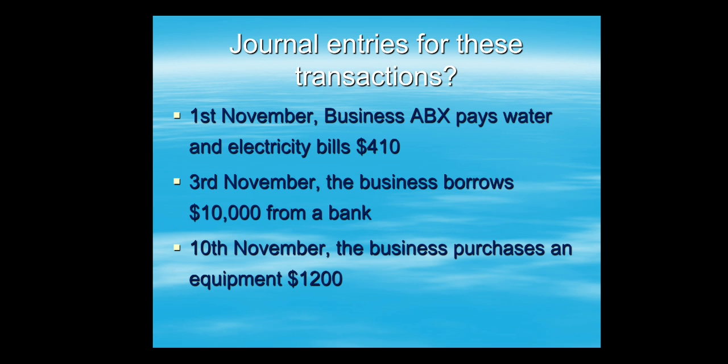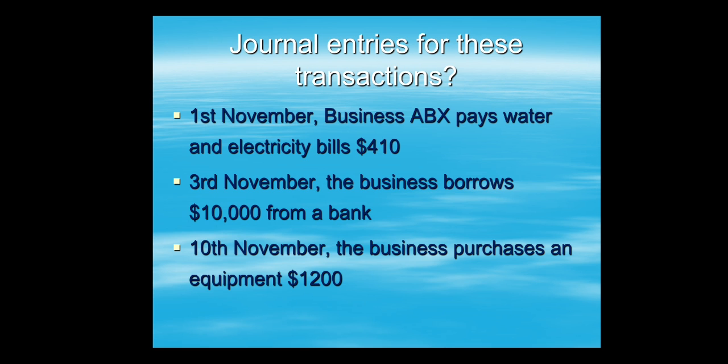The second effect is the business receive the equipment. So the second effect is asset equipment increase 1,200. So there are two effects on asset. Asset cash decrease 1,200. The second effect is asset equipment increase 1,200. So how to record that in general journal?